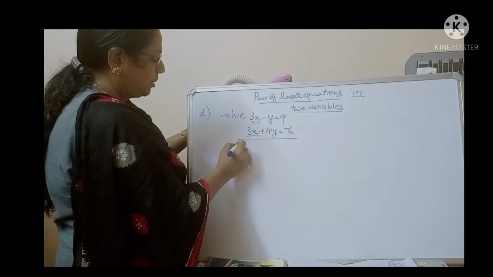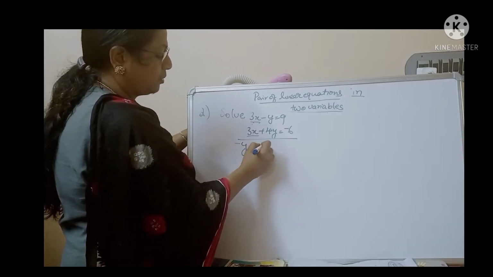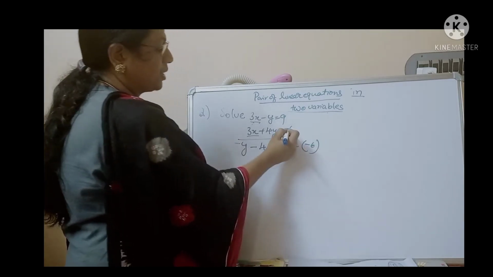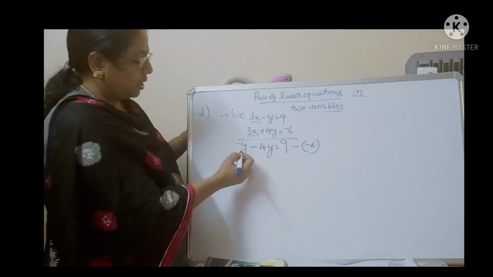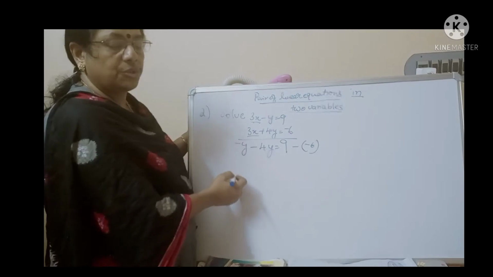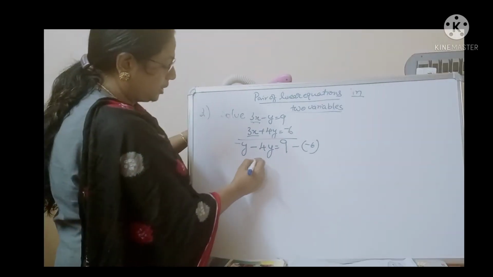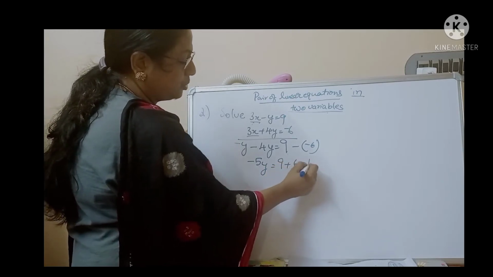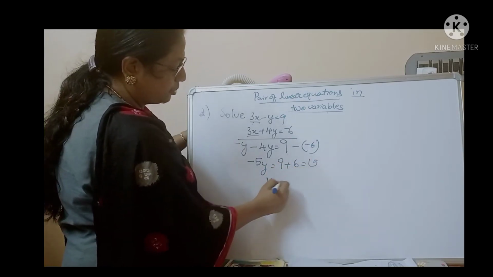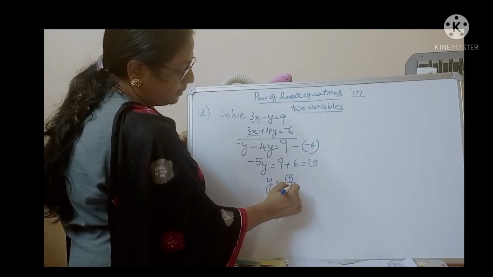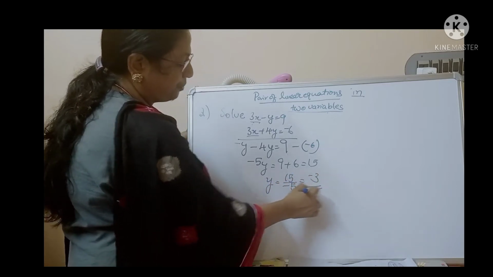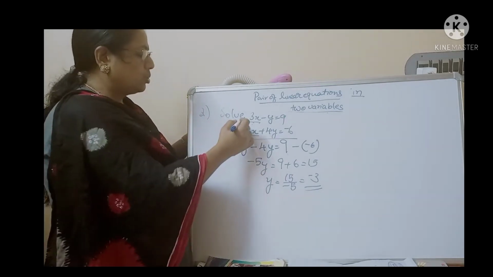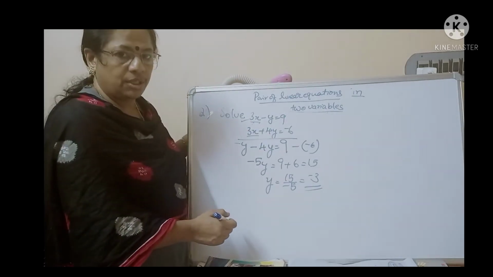Then the second term, negative y minus 4y is equal to 9 minus negative 6. Negative y minus 4y is negative 5y, and 9 plus 6 is 15. So y is equal to 15 by negative 5, which is negative 3. Then substitute that value in any one of the equations. It is easy to substitute it in the first one.